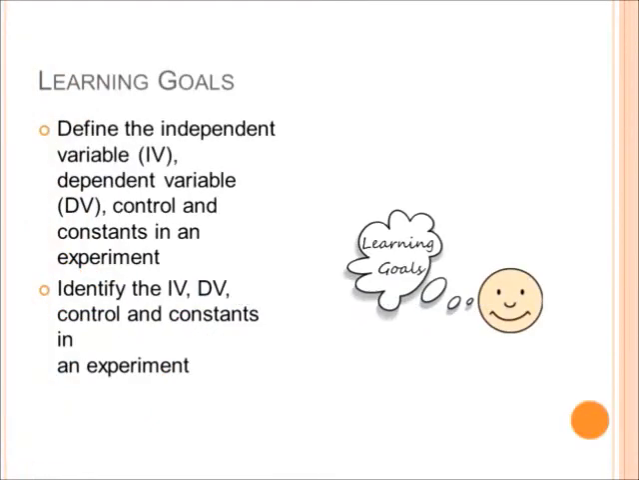The learning goals for this lesson: be able to define the independent variable, dependent variable, control, and constants in an experiment. I also want you to be able to identify the independent variable, dependent variable, control, and constants in an experiment. So it's important that you know not only what it means, but that you be able to pick it out in someone else's experiment and also when you're designing your own experiment.